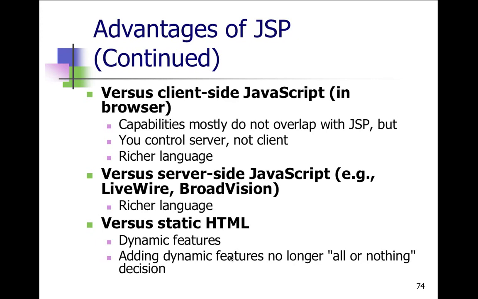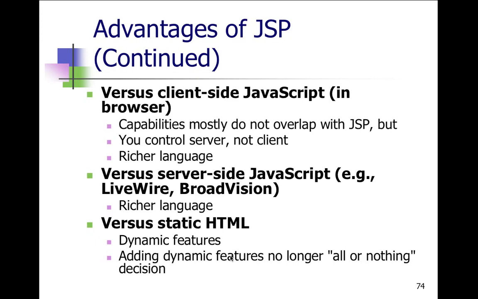Versus client-side JavaScript in a browser, JSP runs on a server. So we have compatibility mostly. They do not overlap with JSP, but you can control the servlet, not the client. And you also have a richer language on the server. JavaScript is functional to a certain point and great for client-side applications, but you're giving everything to the client. Your code, through JavaScript, is running on your client instead of your server. It means you're freely giving away the source code with the HTML page.